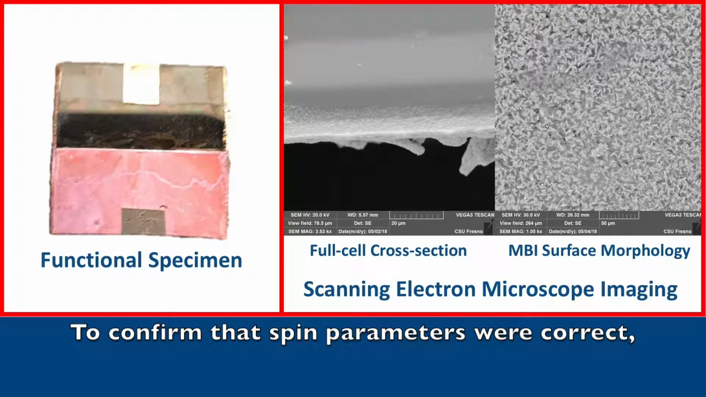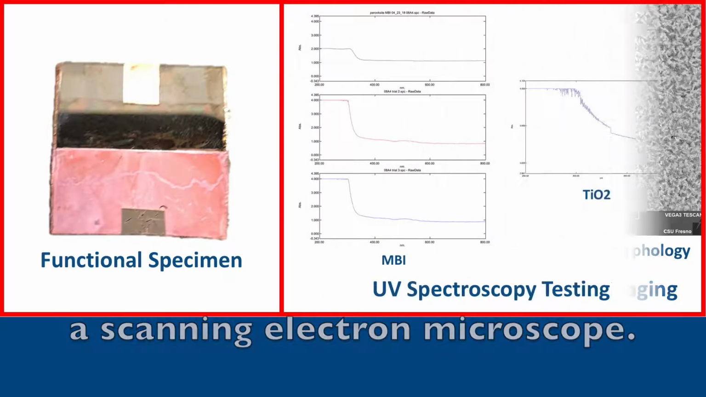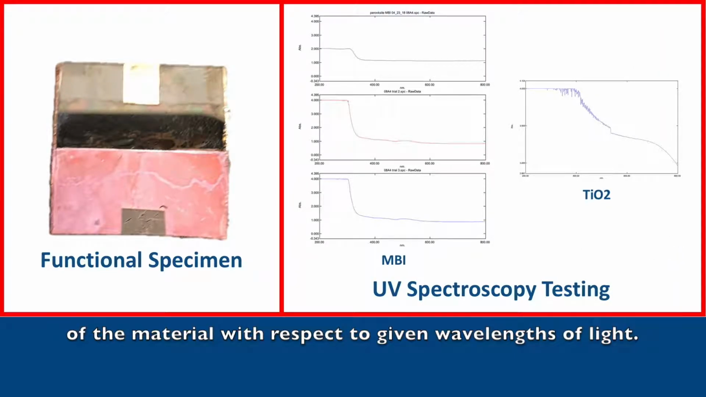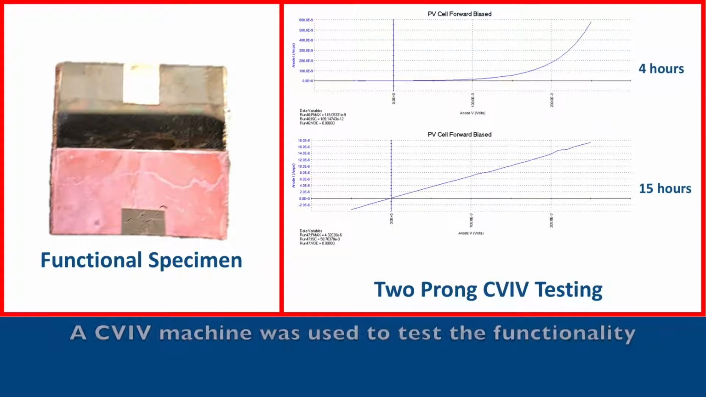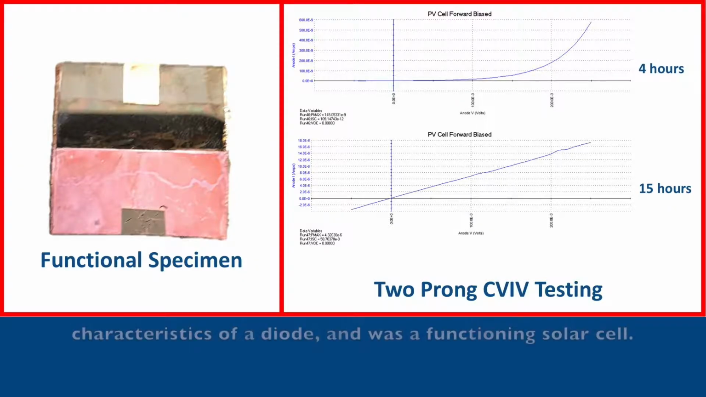To confirm that spin parameters were correct, layer thicknesses were measured using a scanning electron microscope. UV spectroscopy was used to measure the absorbance of the material with respect to given wavelengths of light. A CVIV machine was used to test the functionality and degradation of the cells. Immediately after fabrication, the cell demonstrated characteristics of a diode and was a functioning solar cell.